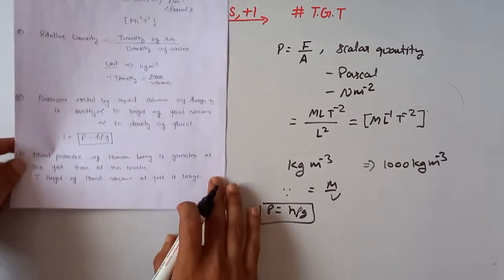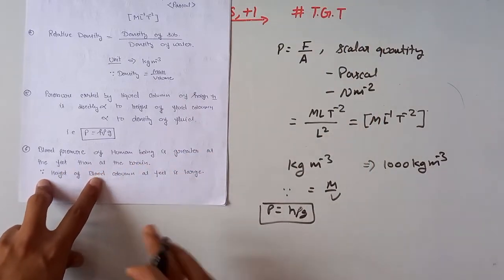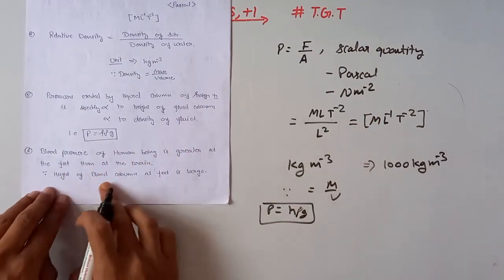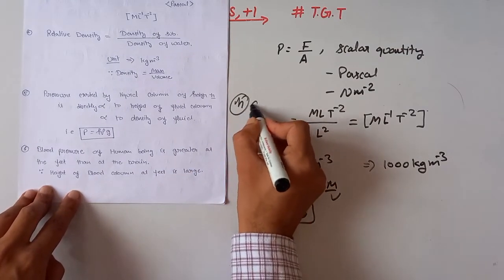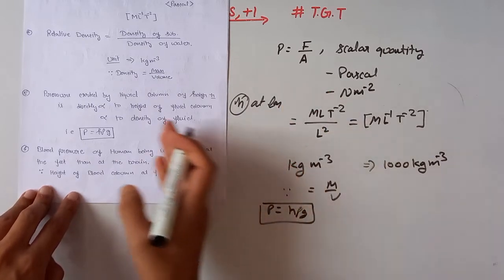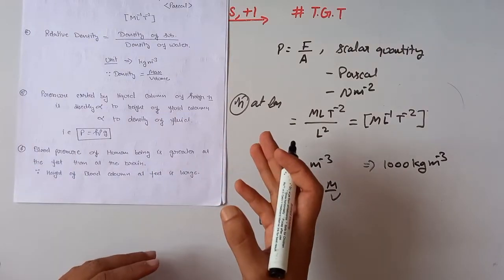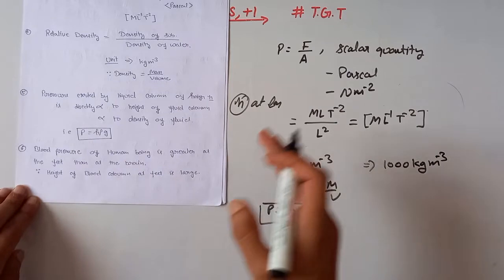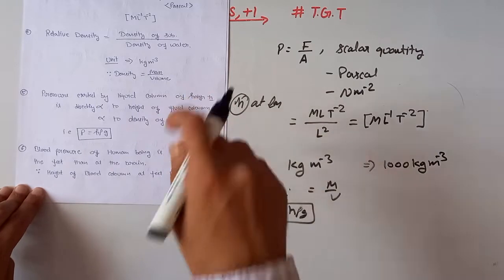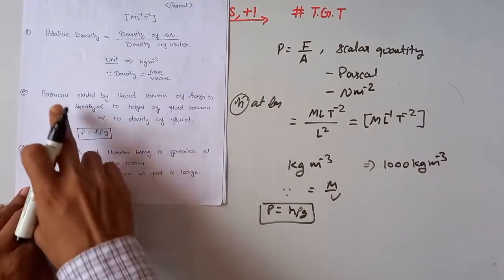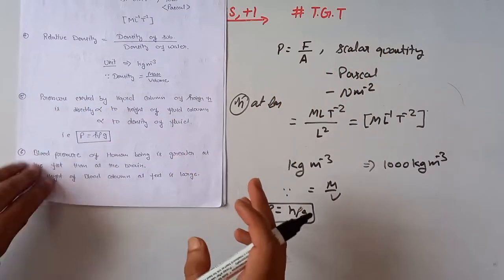Our next important key point is that blood pressure of a human being is greater at the feet than at the brain. Why does this happen? Because the height of the blood column at the feet is large, and we know that pressure is directly proportional to the height of the fluid column. Greater will be the height, greater will be the pressure.